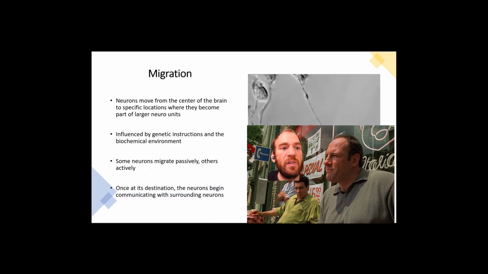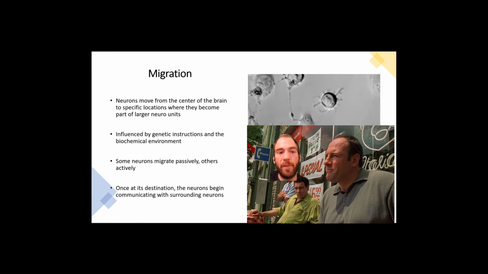Now let's look at migration. Neurons move from the center of the brain to specific locations where they become part of larger neural units, influenced by genetic instructions. Some neurons migrate passively, others actively. Once a neuron is at its destination, the neurons begin communicating.